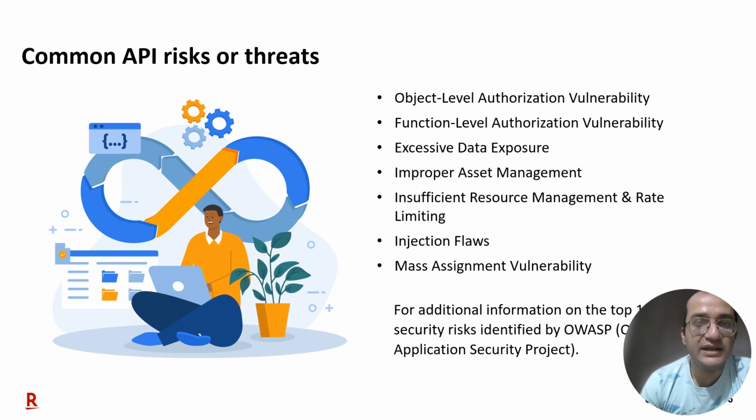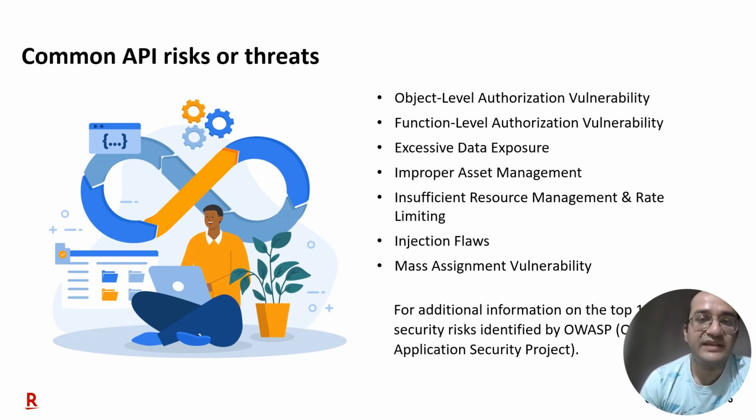Fourth, improper asset management. Often, rushing a release leads to teams neglecting the necessary documentation. This can result in endpoints being exposed and forgotten. Furthermore, developers may even struggle to utilize these older APIs because of unclear guidelines. Improper asset management can often lead to security gaps and vulnerabilities that will be exploited by attackers.